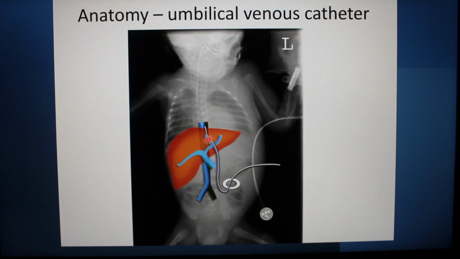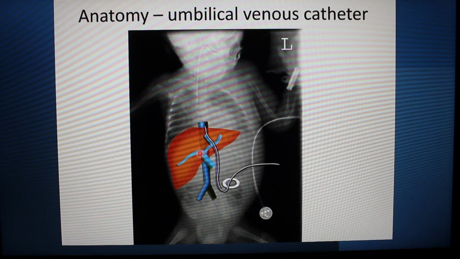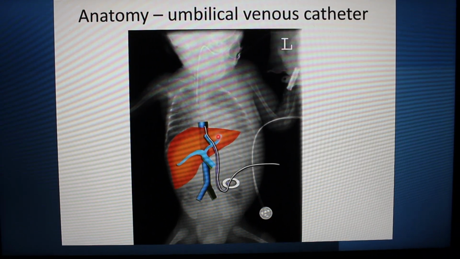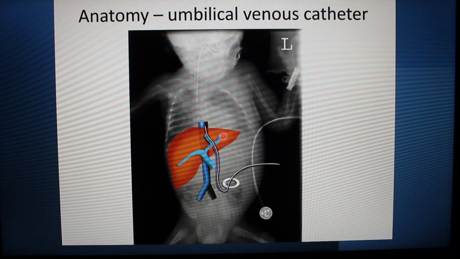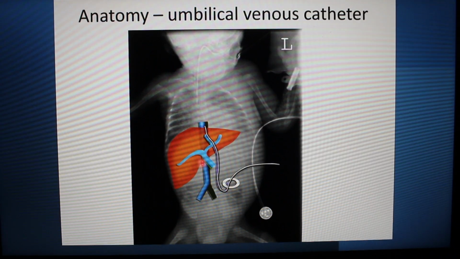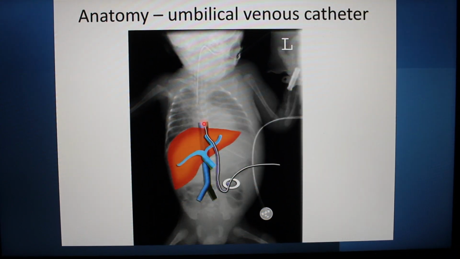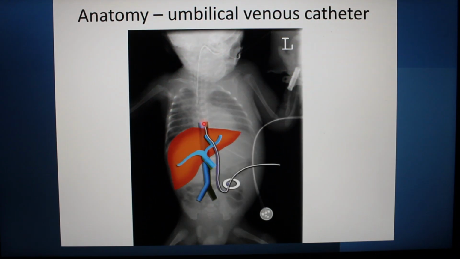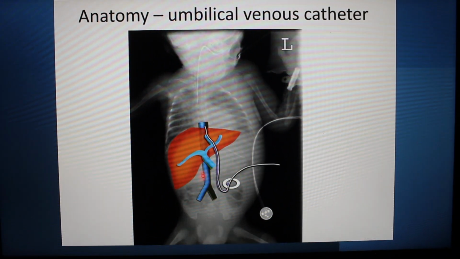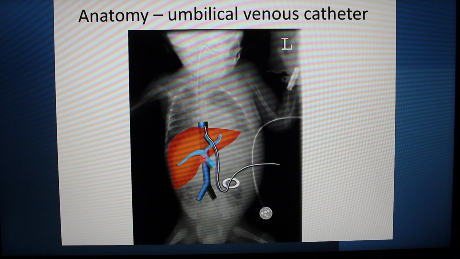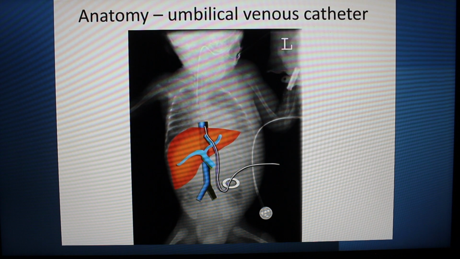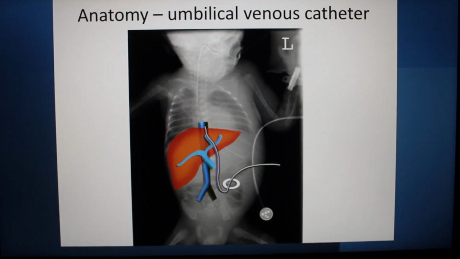If this structure is closed, the catheter will go to the left, to the portal vein, or to the right hepatic vein, or it'll make a little curve and a turn, goes to the left side of the body, where it goes into the left hepatic vein. So we need this structure, the ductus venosus, to be open in order for the umbilical vein to go into the correct position. Remember that the vein, the inferior vena cava, is on the body's right side. So you'll see that the umbilical venous catheter will be on the right side of the body, and the umbilical arterial catheter will be on the left side of the body.